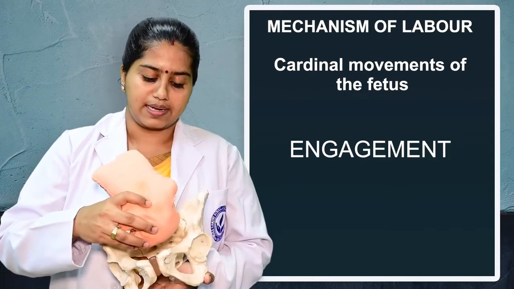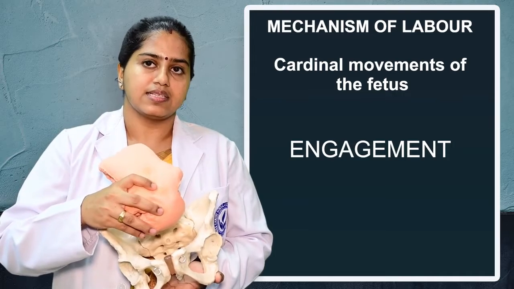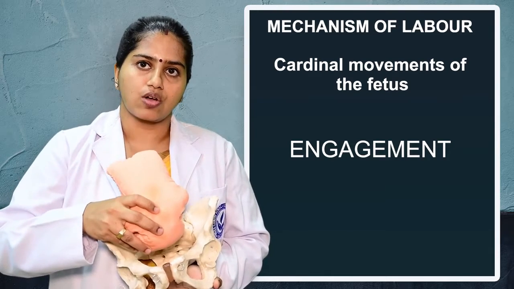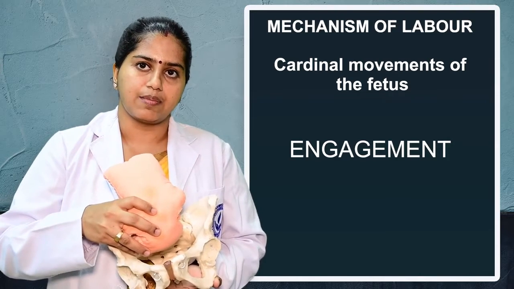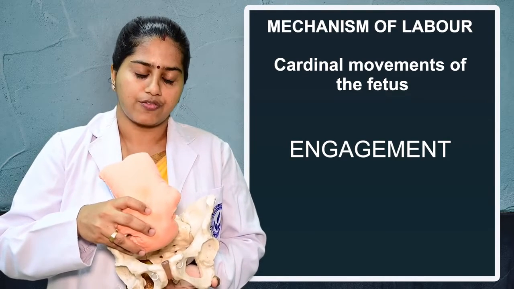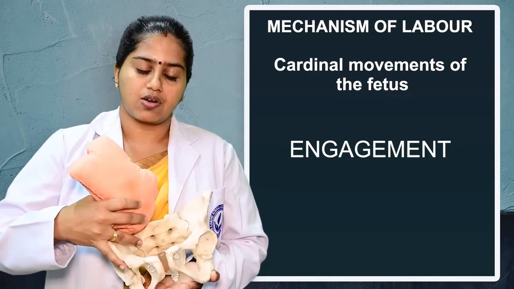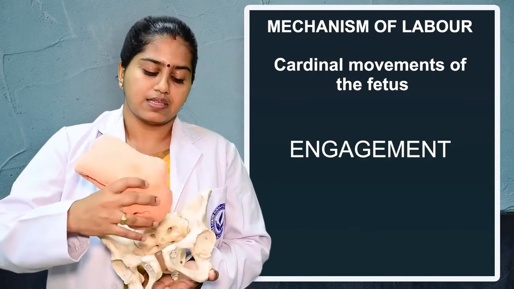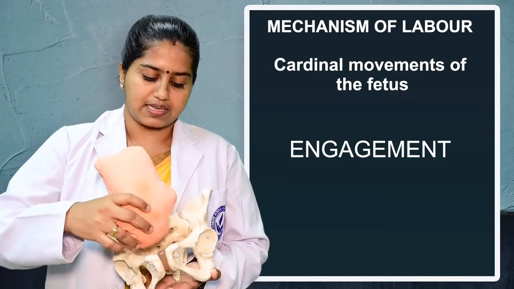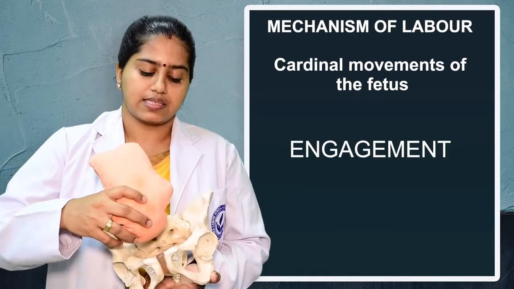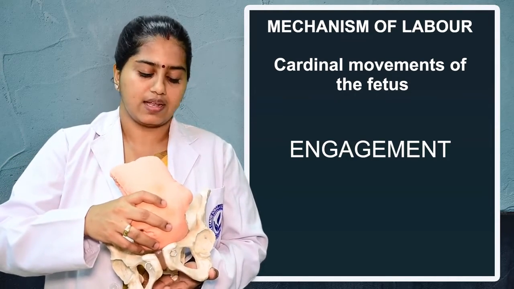Once again, the engaging diameters of the fetal head are the anteroposterior diameter, suboccipitobregmatic, 9.5 cm, and the transverse diameter, biparietal, 9.5 cm. This will come and lie in the right oblique diameter of the maternal pelvic brim. Here the occiput touches the left iliopectineal eminence and the sinciput touches the right sacroiliac joint. The left oblique diameter is 12 cm.